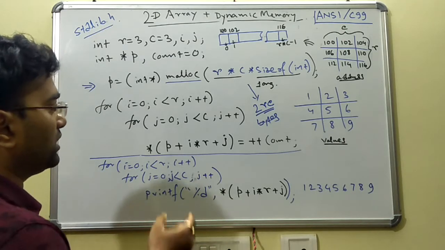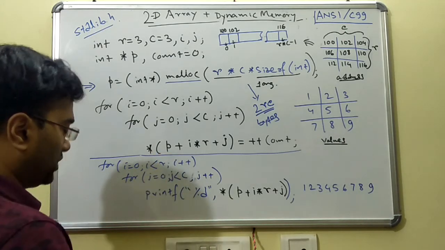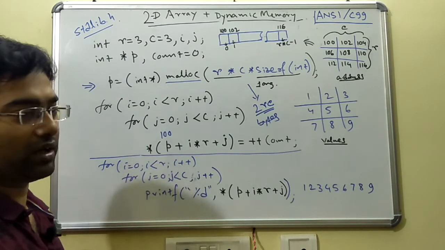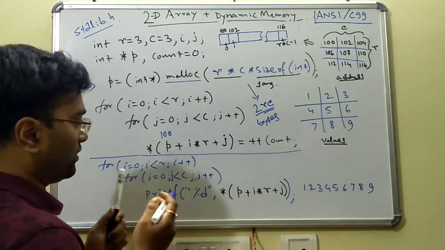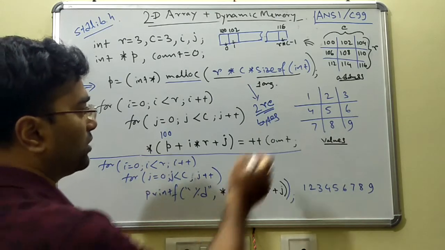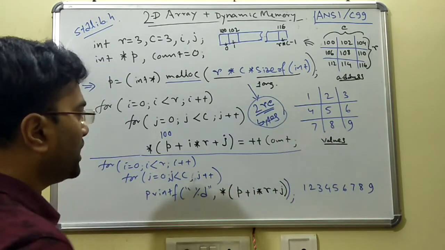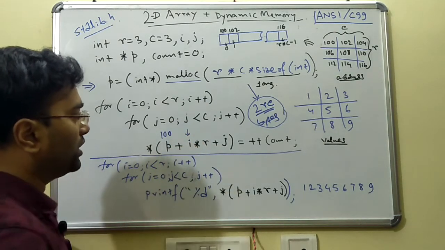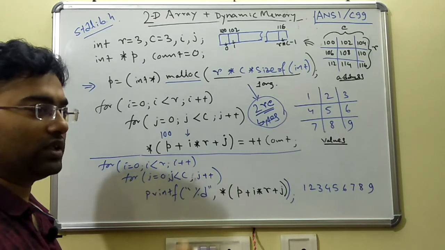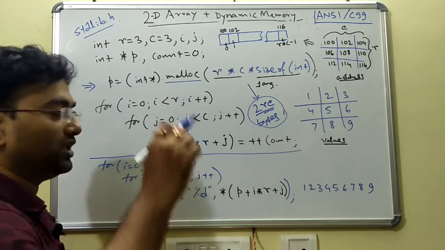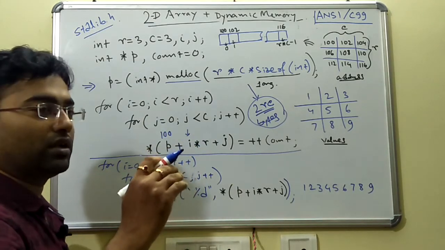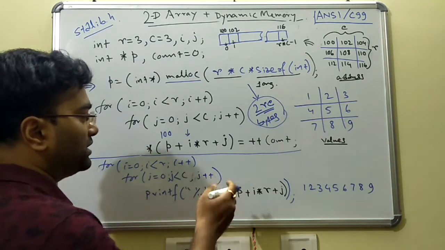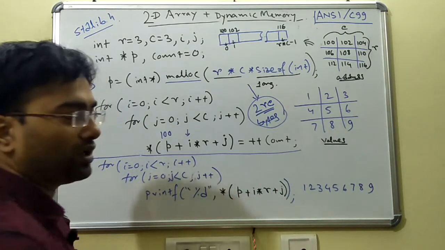And for these rc times, what will happen? p will always give you the very first address, the 100, the base address, that is the address of the first element of the 2rc bytes of memory. Then i gives you the row number. This is very important: 0 means the first row, 1 means the second row, 2 means the third row, and then plus j for each element.